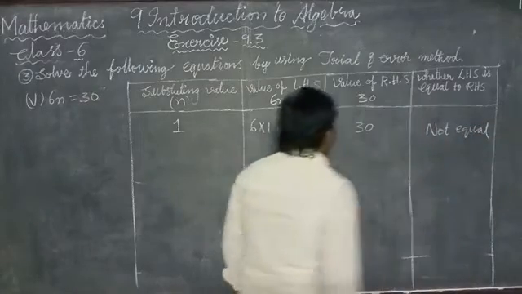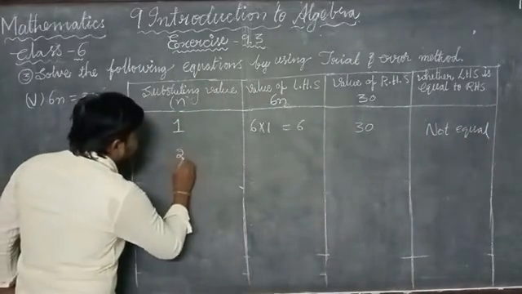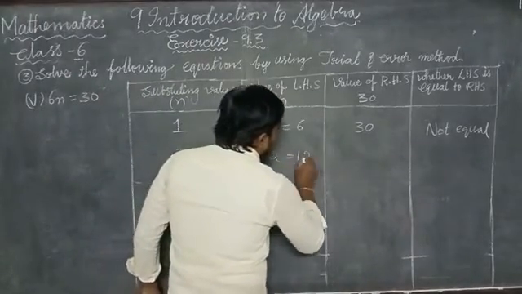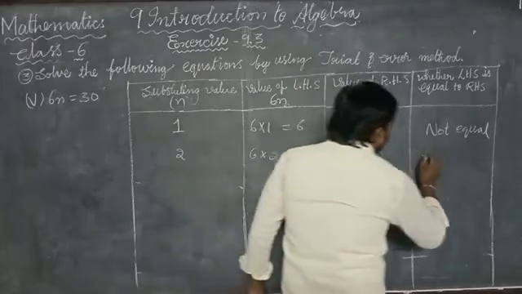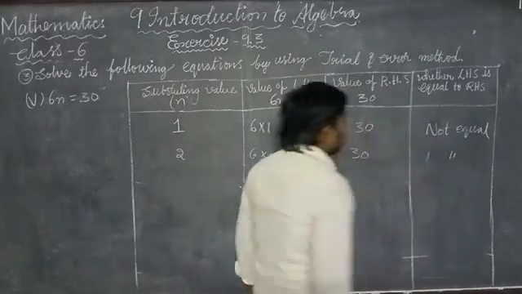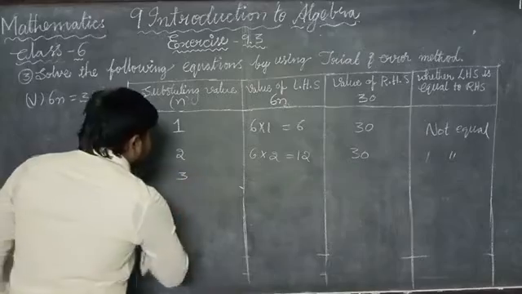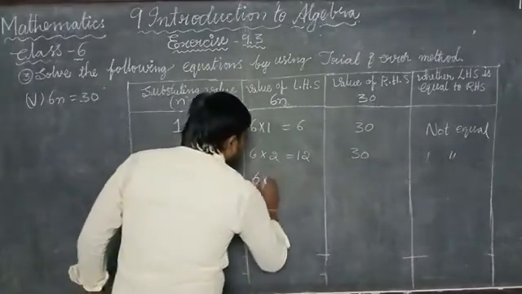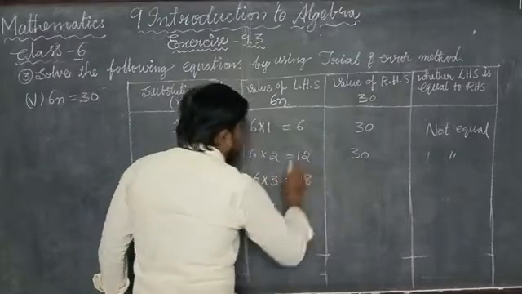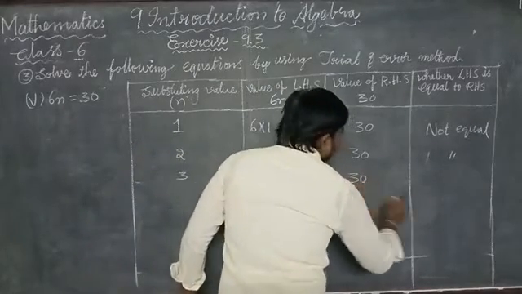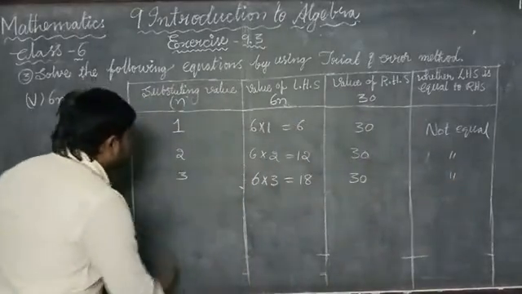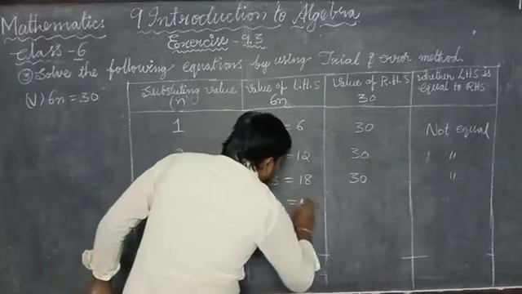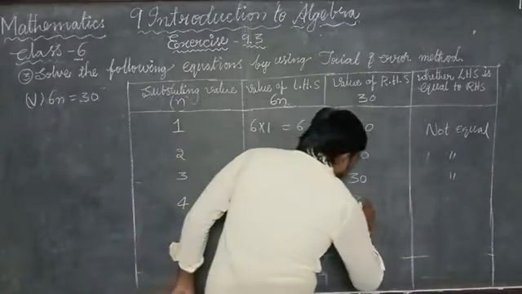Now the substituting value is 2. 6 into 2 is 12, and 12 is not equal to 30, so it is also not equal. Then let us assume n is 3. 6 into 3 is 18, and 18 is not equal to 30. Let us assume n is 4. 6 into 4 is 24, which is also not equal to 30.